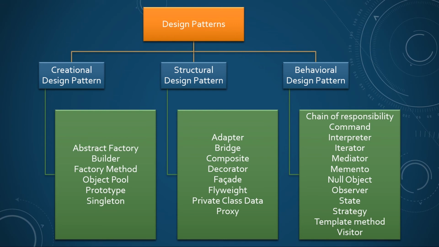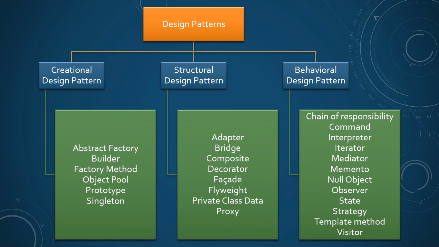The decorator adds responsibilities to objects dynamically. The Facade, a single class that represents an entire subsystem. The Flyweight, a fine-grained instance used for efficient sharing. The next one, the private class data, restricts accessor and mutator access. And the last one, the proxy, an object representing another object.